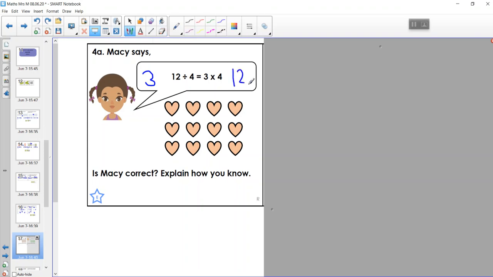So although the number facts are the same, the equal sign is wrong because 12 divided by 4 is 3 and 3 times 4 is 12. So this statement, this fact, is less than this fact. So in fact, we should have had the less than sign.